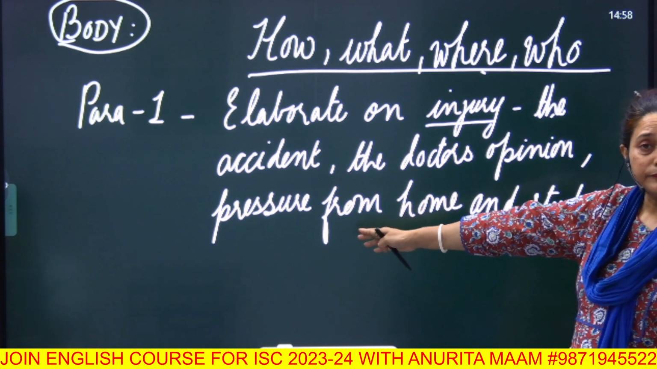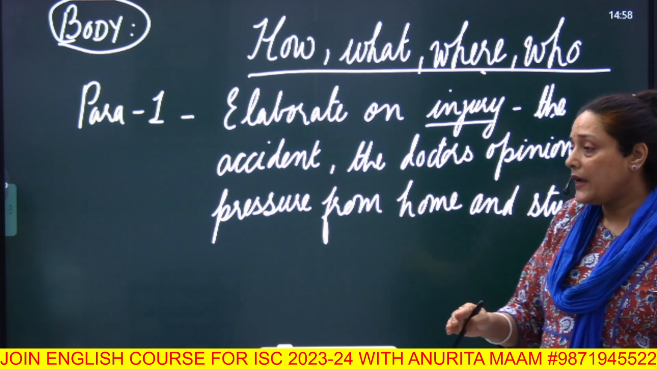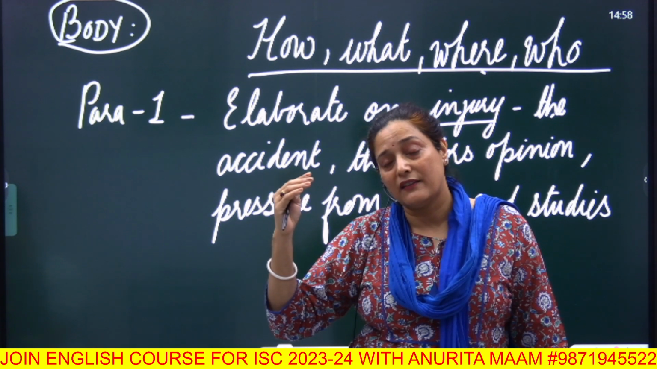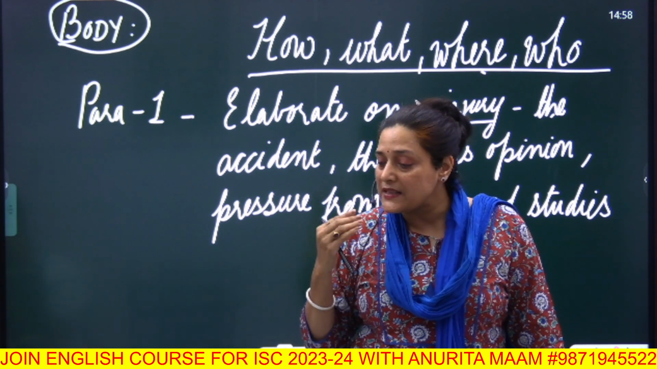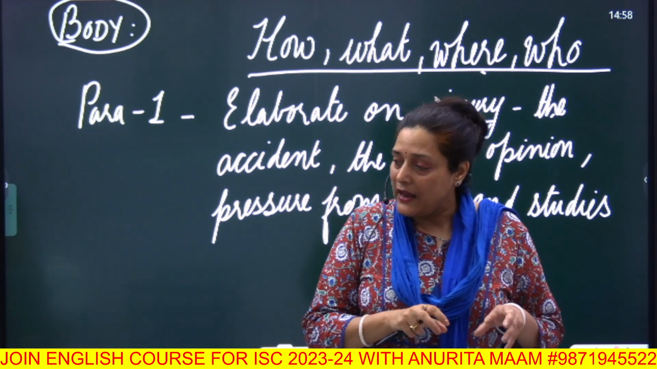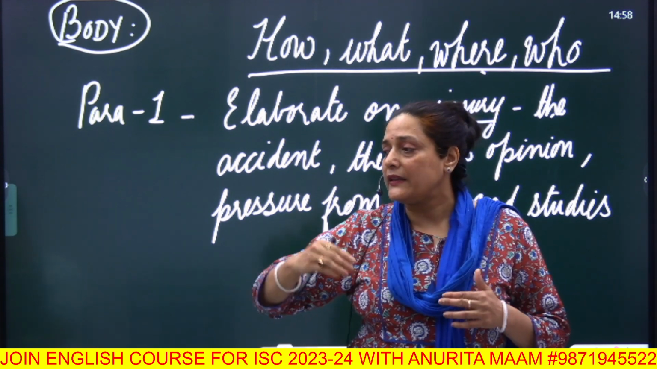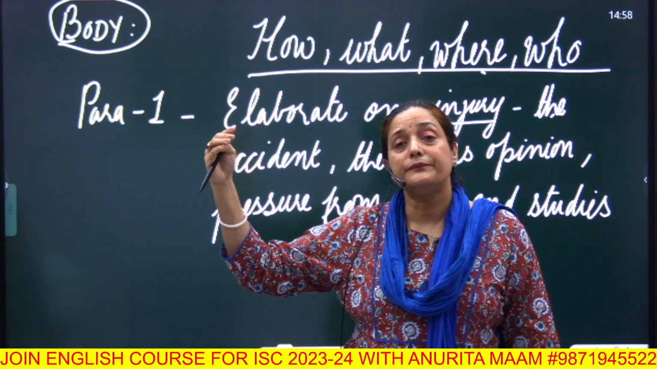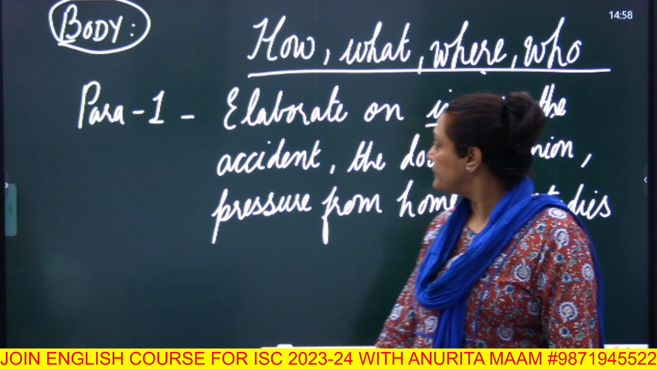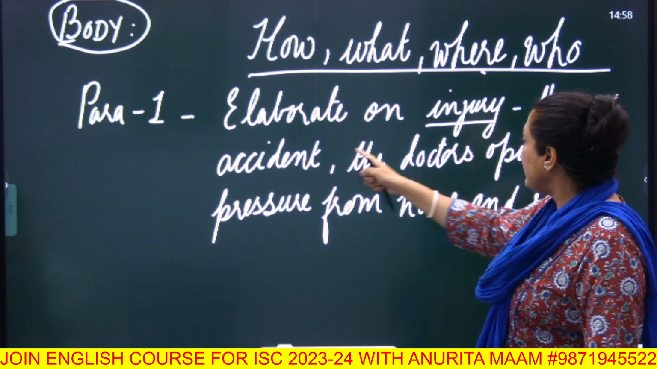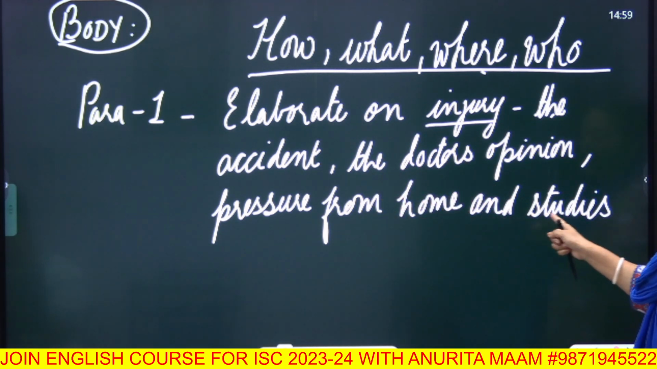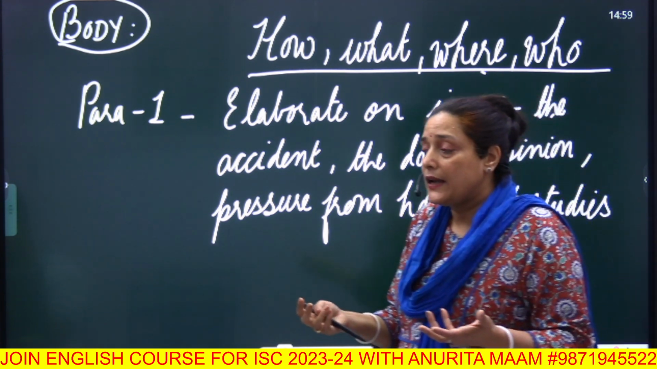Situation खराब है. आपको स्टोरी कहाँ से बिल्ड करनी है? वो कहता है सीक्वेंस होना चाहिए. यहाँ पे हमारी स्टोरी सक्सेस की है, अचीविंग अ गोल की है. तो एक खराब स्थिति को ठीक करते करते हम सक्सेस की तरफ बढ़ जाएंगे. Elaborate on the injury, the accident, the doctor's opinion, and the pressure from home and studies. उस वक्त सिचुएशन क्या थी?